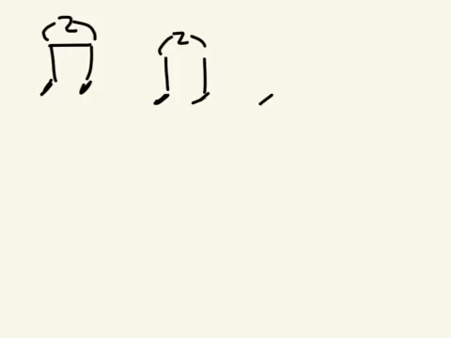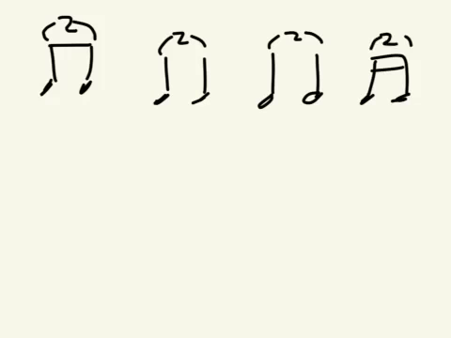3 notes into 2. The duplets are exactly the opposite. So how many notes are you going to see in a duplet? What do you think? 2. Good. So a duplet looks like this. There's an 8th note duplet. A quarter note duplet. A half note duplet. A 16th note duplet. It's exactly the same, but the 2 is on top now instead of the 3.